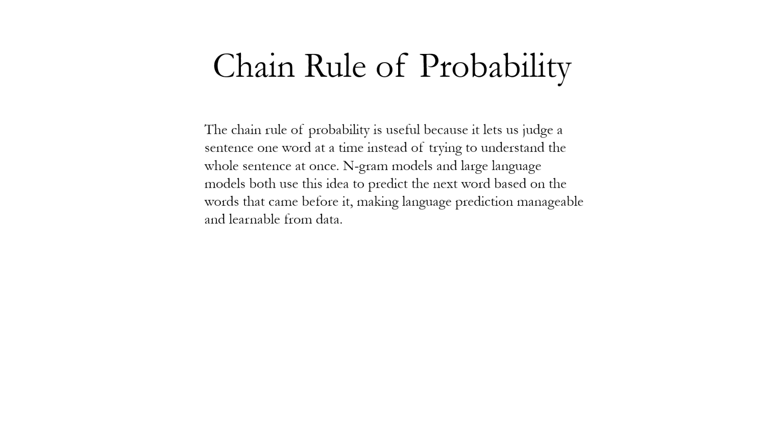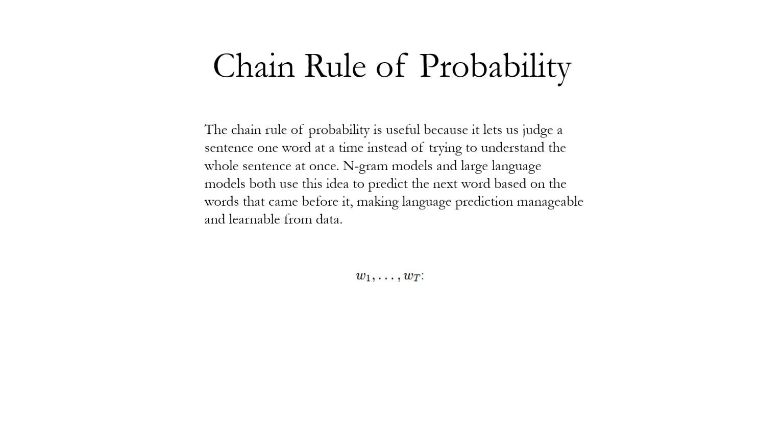Now let's talk about the chain rule of probability. The chain rule of probability is useful because it lets us judge a sentence one word at a time, instead of trying to understand the whole sentence at once. N-gram models and large language models both use this idea to predict the next word based on the words that came before it, making language prediction manageable and learnable from data.